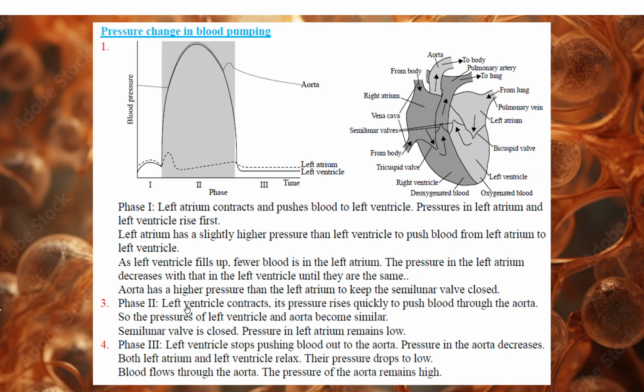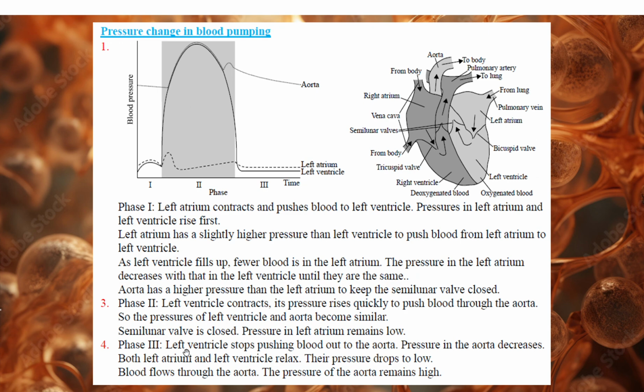In phase two, the left ventricle contracts. Its pressure rises quickly to open the semilunar valve and to push the blood through the aorta. So the pressure of the left ventricle and the aorta becomes similar, so they overlap. The atrioventricular valve is closed. Pressure in the left atrium remains low.